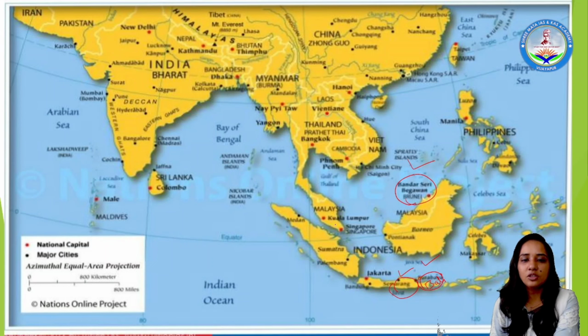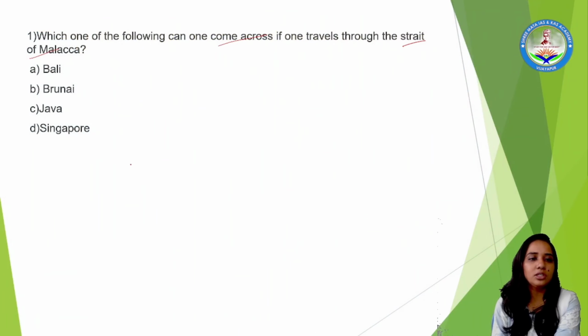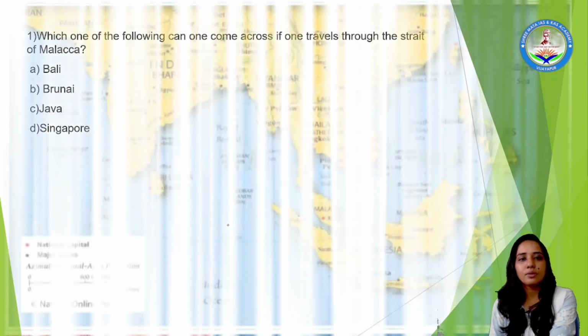Now coming to Singapore. And where is the Strait of Malacca? This is your Strait of Malacca region. So if you travel through the eastern part of India into the Strait of Malacca, then the first country you are going to witness is Singapore. This is how your map is going to help your preparation and increase the marks in the geography section. So the right answer here is Singapore.